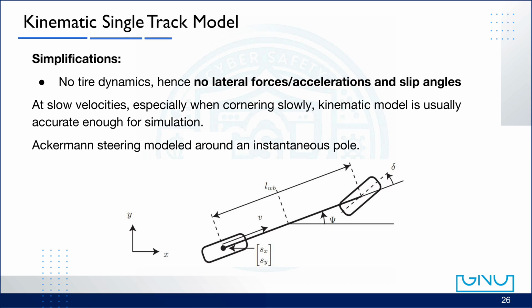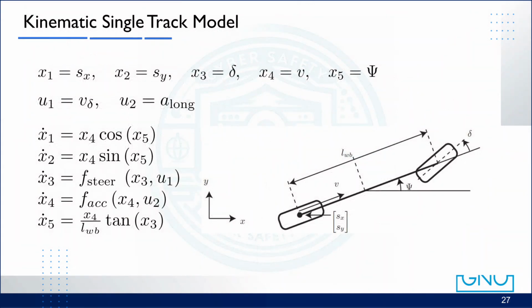To summarize, the kinematic single-track model is a simplified two-dimensional representation of vehicle motion. It ignores the physical forces and focuses purely on geometry. Even though it's simple, it serves as a strong foundation for path tracking, control design, and the early stages of autonomous vehicle development. Now, let's describe the state variables and equations of the kinematic single-track model.